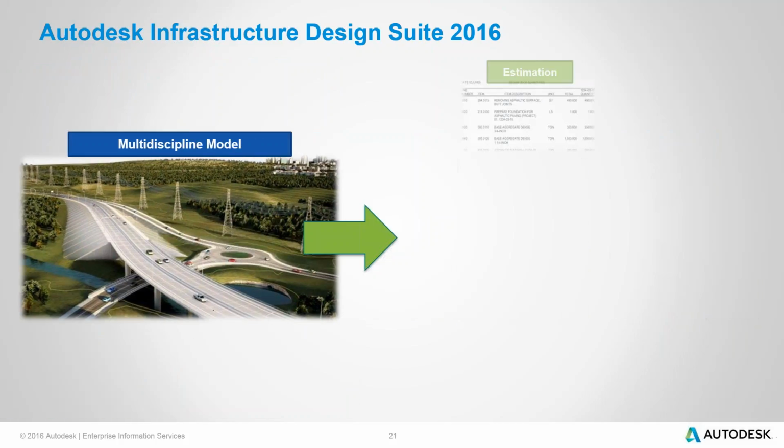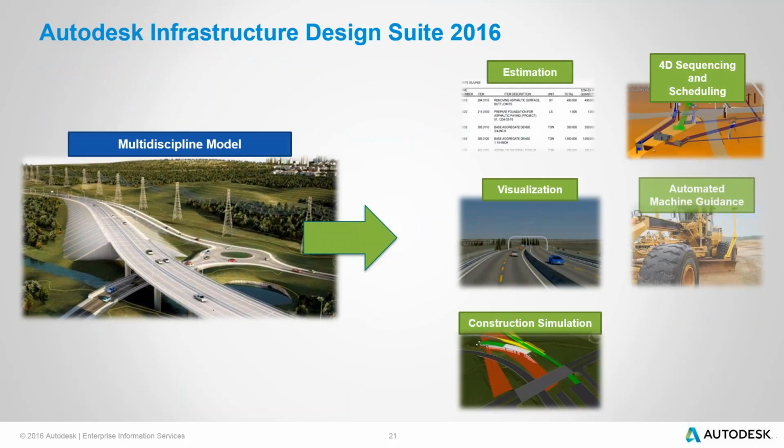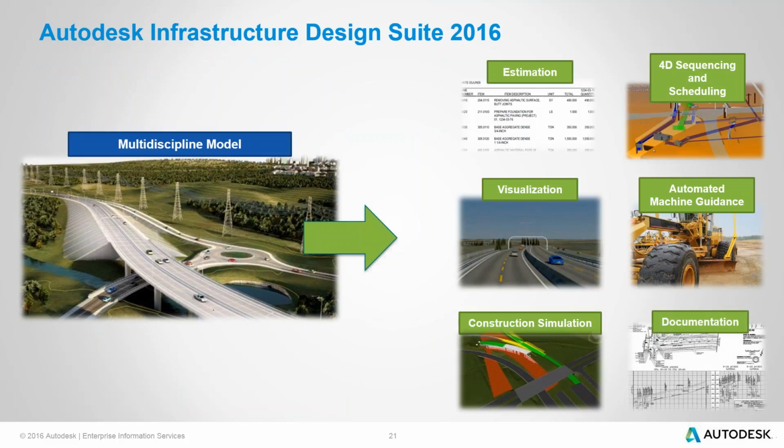The multidiscipline model can be modified and refined throughout the project and then used to create visualizations, documentation and estimates, as well as used to perform clash detection and 4D scheduling, all of which help minimize the risk of finding problems once construction begins. This model can then be used post-construction in the maintenance and operation of the facility.